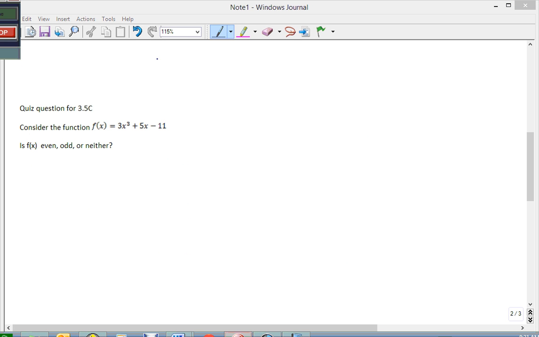Okay, so here's your quiz question for 3.5c. Look at this function, f of x equals 3x cubed plus 5x minus 11, and tell me, is that function even, odd, or neither? Write your answer in Canvas on the quiz.